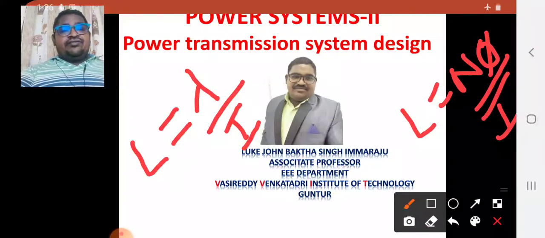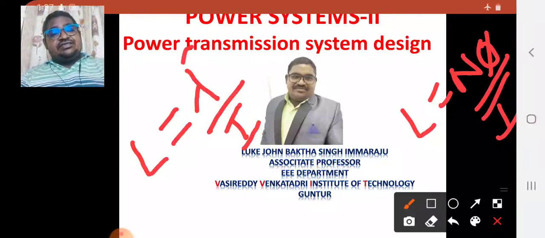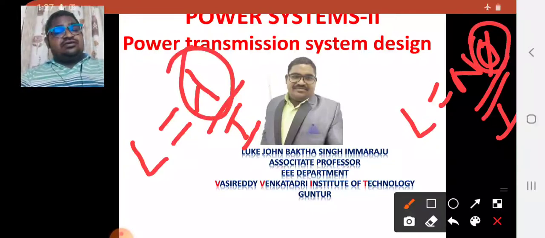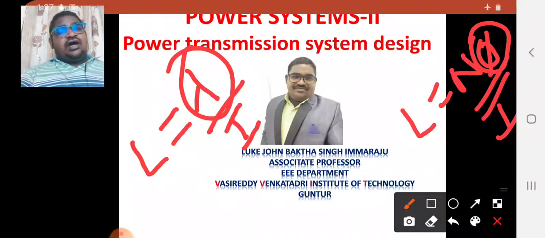Here, if you observe these two, what is the important parameter of the transmission line to be found for the inductance? In the sense, flux linkage or flux. Then how do you find out the flux linkage and how do you find out the flux?